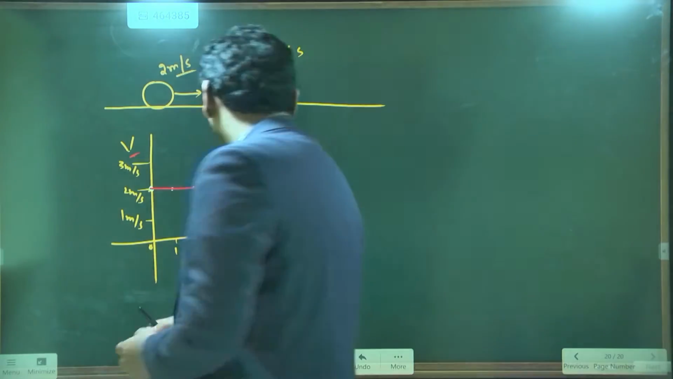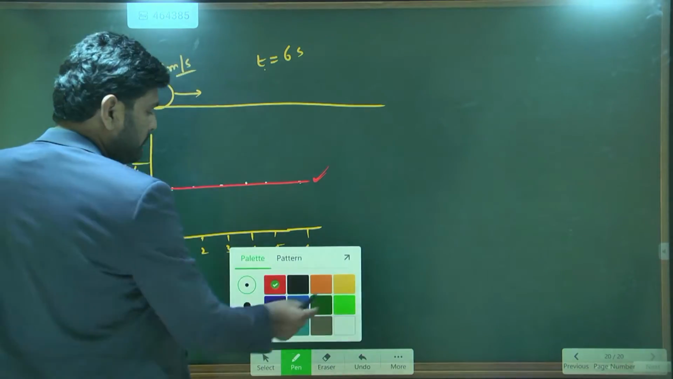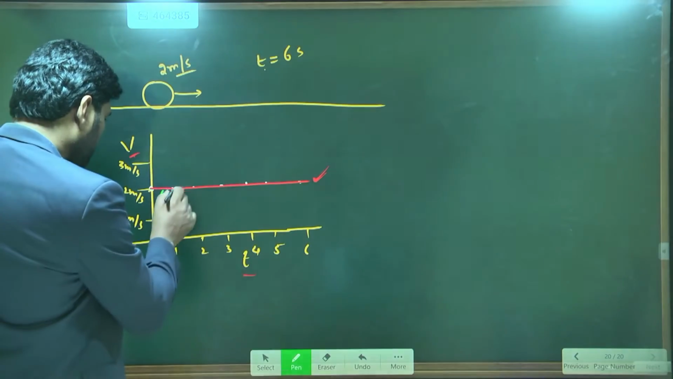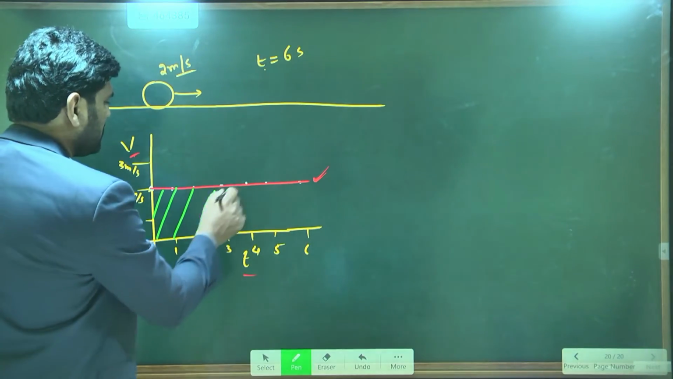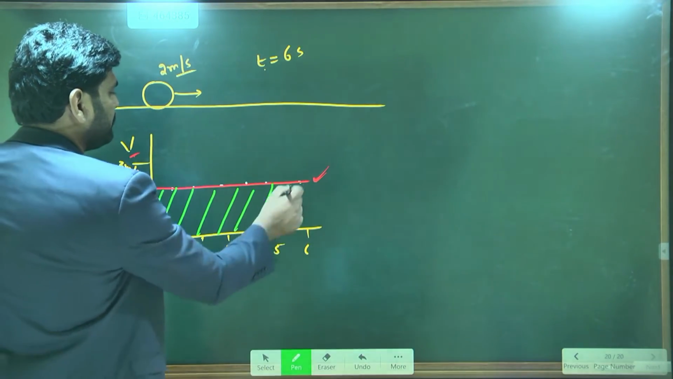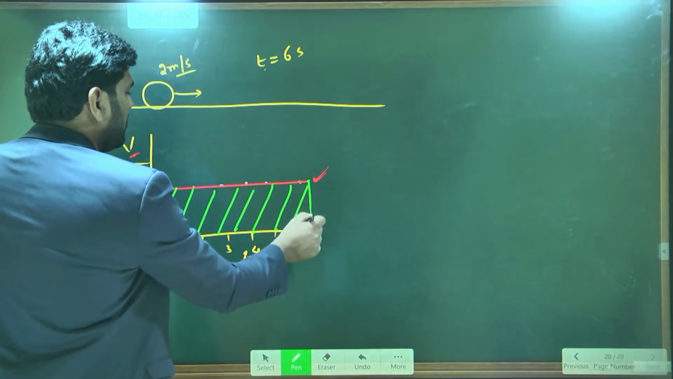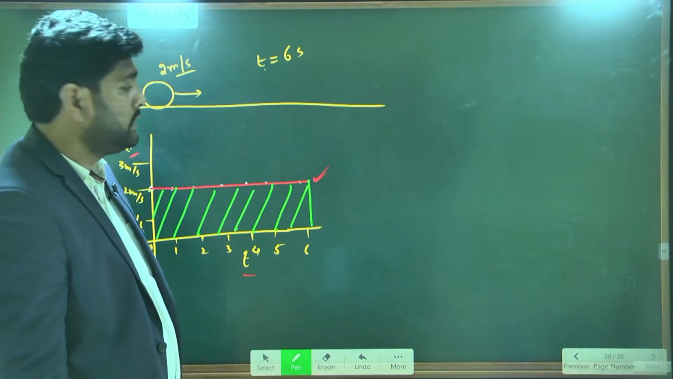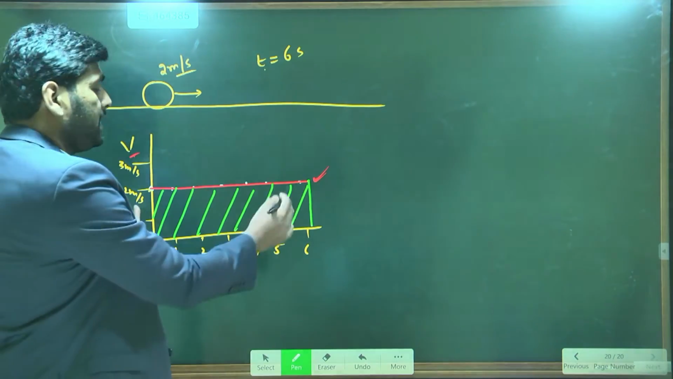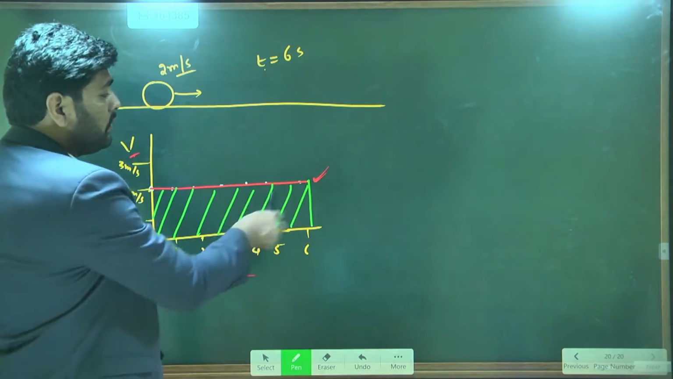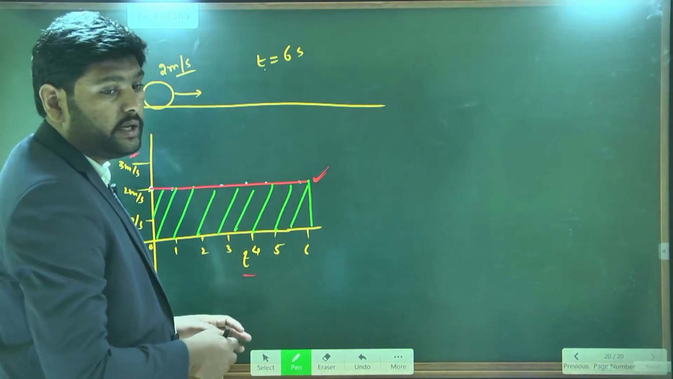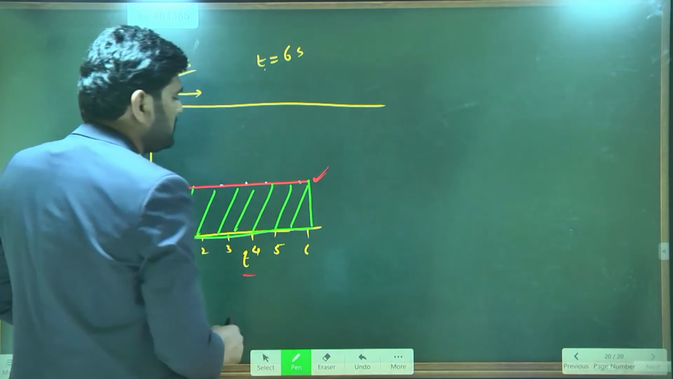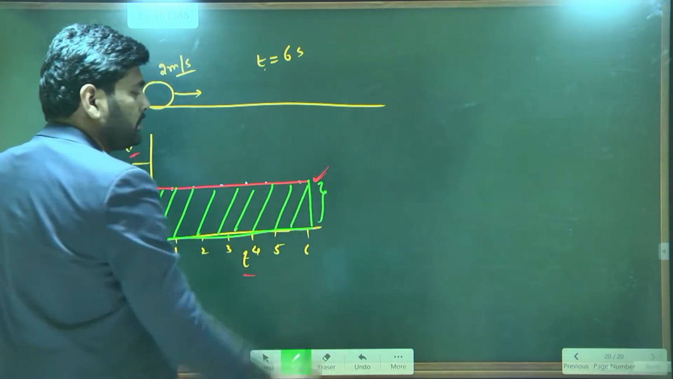See here, what is the area under the graph? Which one is the area under the graph? This portion, this complete portion, is the area under the graph. This area under the graph represents the distance. Now what shape does this area look like? Rectangular. For this rectangle, this is the length and this represents the breadth.